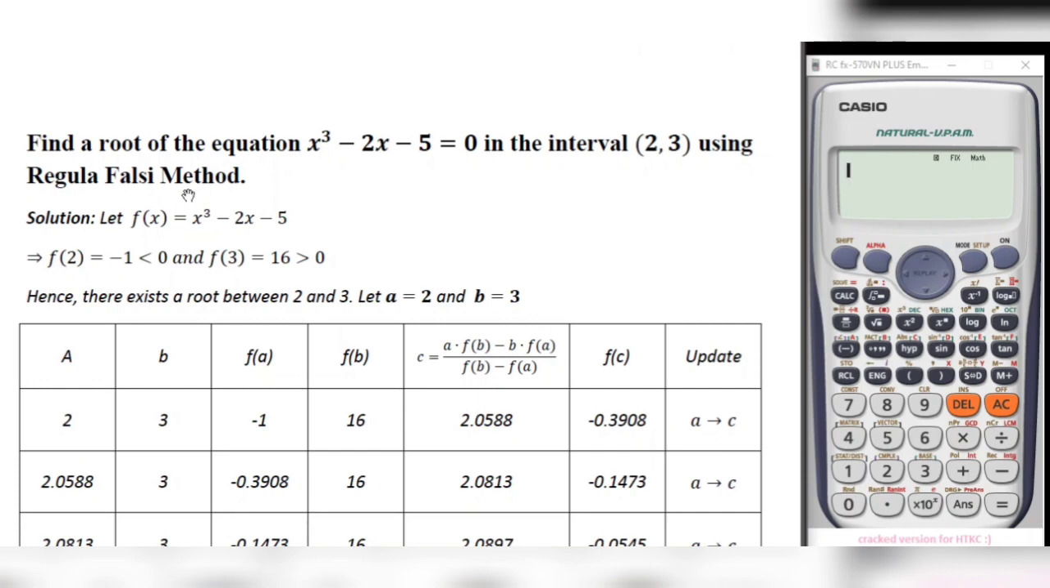Consider the problem. Find the root of the equation x cube minus 2x minus 5 equal to 0 in the interval 2, 3 using regular falsi method. First we take x cube minus 2x minus 5 as f of x, and we need to find out a and b for which f of a and f of b have different signs.